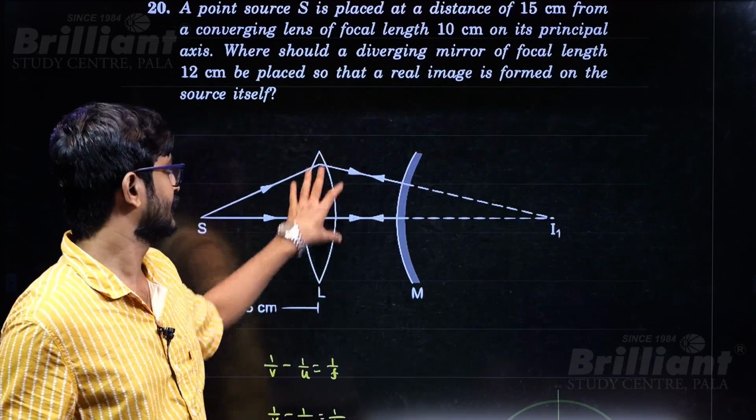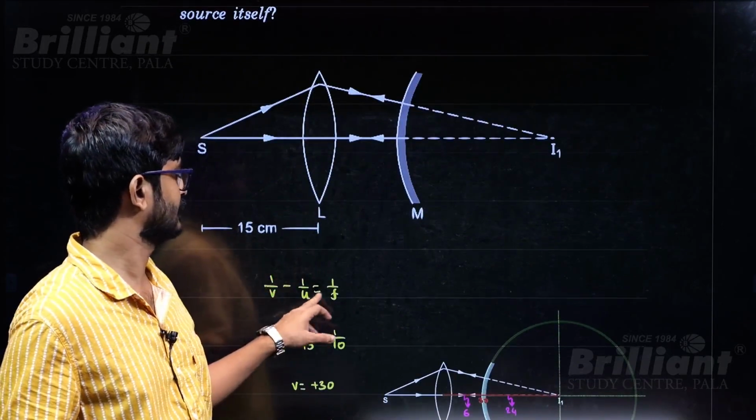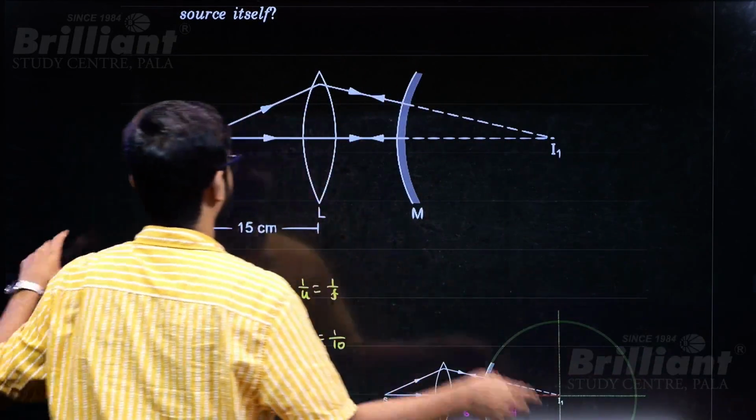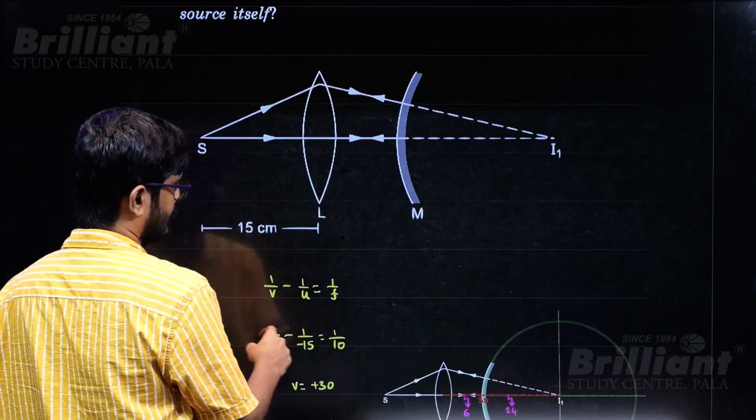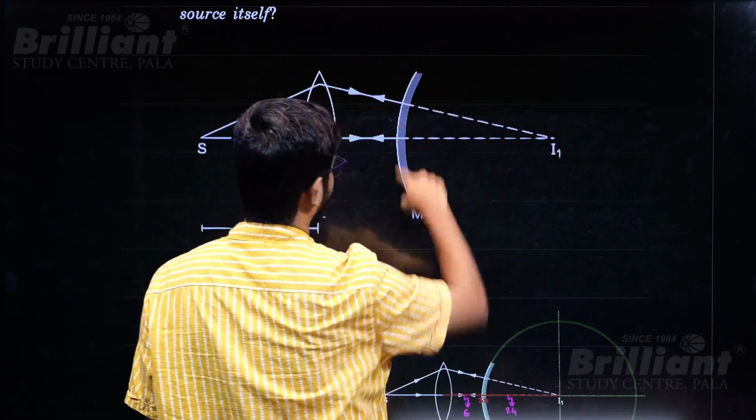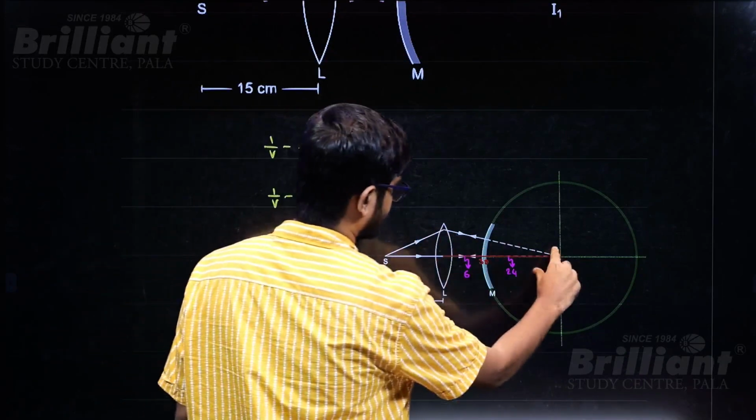So let us see where the image will be formed if the mirror is not there. We need to use the lens formula, 1 by v minus 1 by u equals 1 by f. Incident rays are going this way, so this direction is positive, this direction is negative. So the object distance is minus 15 and the focal length is plus 10. When you do that, you will get v is plus 30. The meaning is, if the mirror is not there, the image would have formed at a distance of 30.